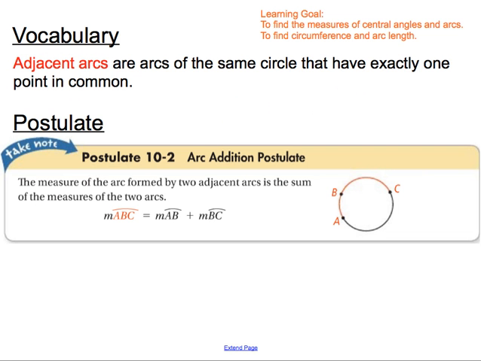Just like we had adjacent angles, we now have adjacent arcs. They are two arcs that have exactly 1 point in common. So in this case, if you want the measure of arc ABC, as you can see in postulate 10.2, the arc addition postulate, you take the measure of arc AB and add that to the measure of arc BC.